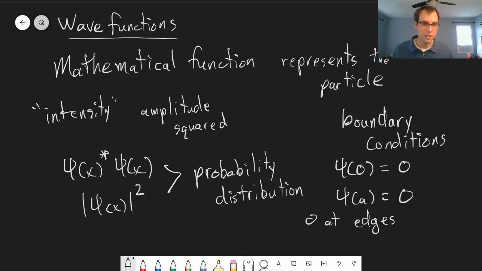So we need this information to be able to solve our problem. We need these boundary conditions to be able to solve the differential equation that we get. Just like we saw with the classical wave equation, we need boundary conditions to define our system, and these are the boundary conditions that we will use to solve our particle in a box problem.